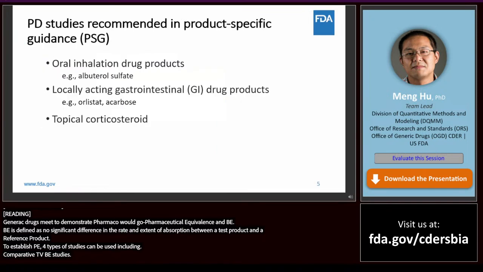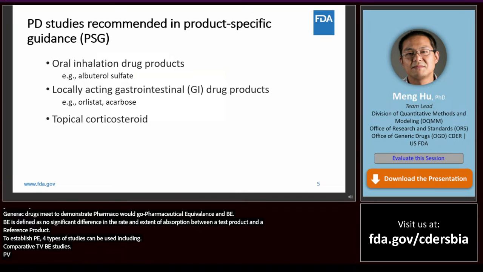For some drug products, especially locally acting drug products, PK studies may not be sufficient, so PD studies are recommended to support BE establishing. In current product-specific guidance, PSG, PD studies have been recommended for oral inhalation drug products, locally acting GI products, and topical corticosteroid.